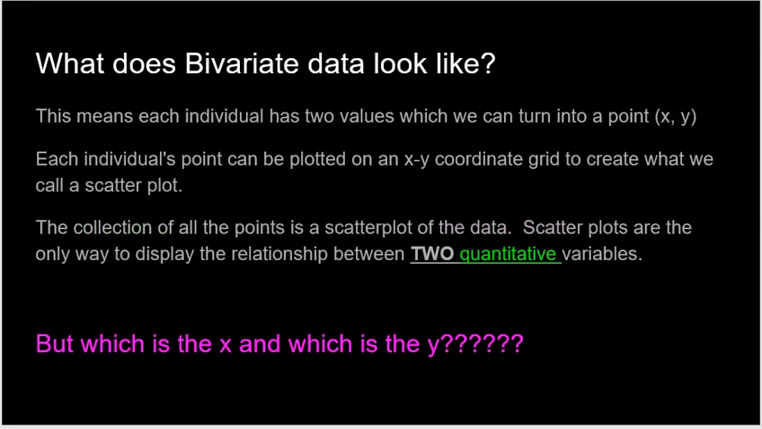All right, what does bivariate data look like? Well, this means each individual has two values, which we can turn into a point. X for the first value, Y for the second value. Each individual's point can be plotted on an XY coordinate grid to create what we call a scatter plot. So if you've ever heard of a scatter plot before, it's exactly what we're talking about. The collection of all the points is a scatter plot of the data. Scatter plots are the only way to display the relationship between two quantitative variables.